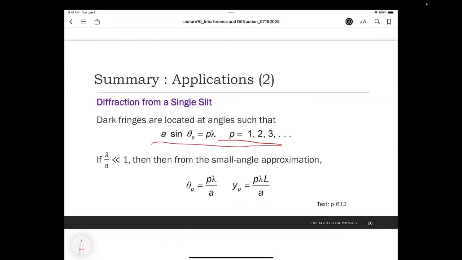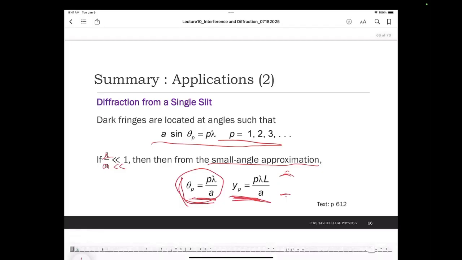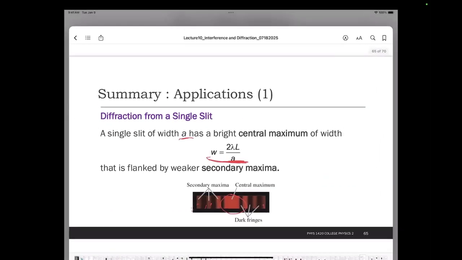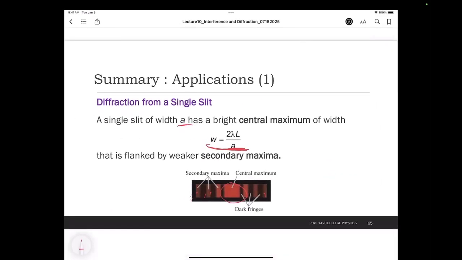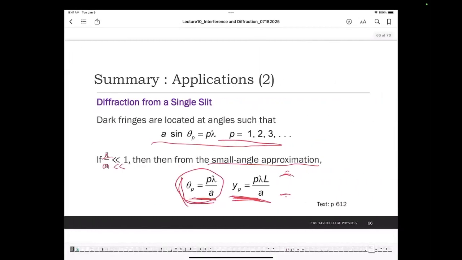If lambda divided by a is much smaller than 1, then from the small angle approximation, we can get the angle using this equation, and also we can get the distance between two different fringes, this one, this one, this one, and we can get it using this equation.